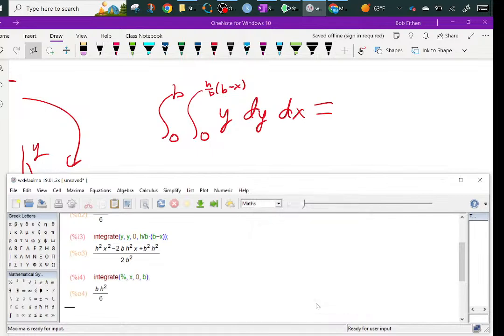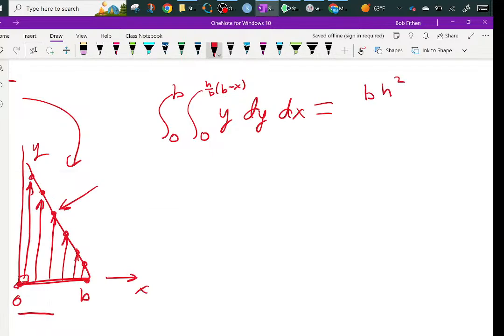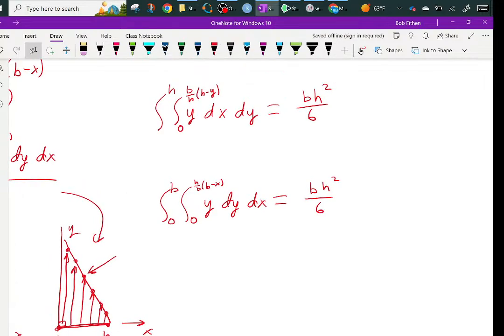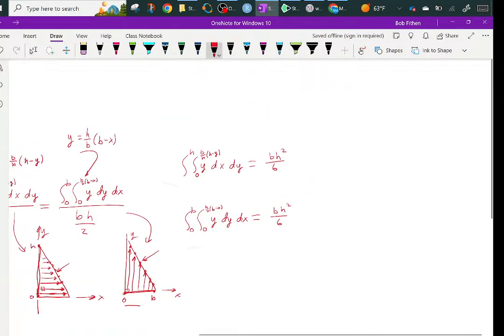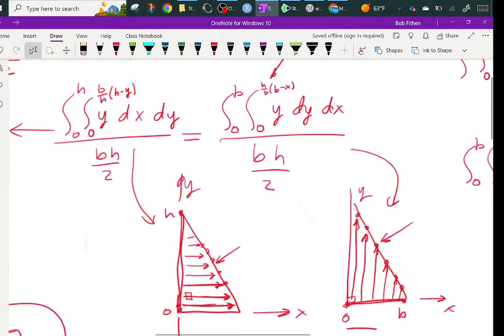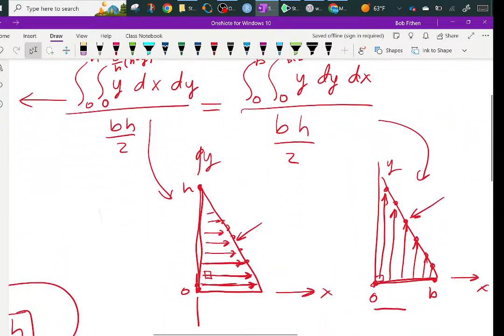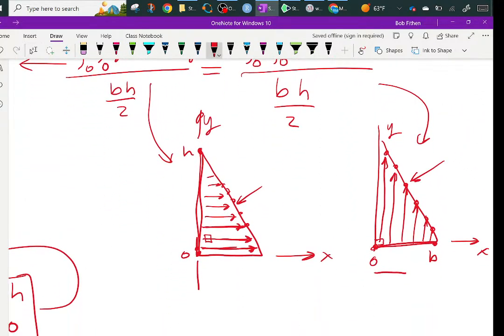And I hit okay, and I get the same thing: bh squared over 6, bh squared over 6. So they both are the same thing. It doesn't matter which way you do the integration, as long as you're careful about making sure you check your sweeping.